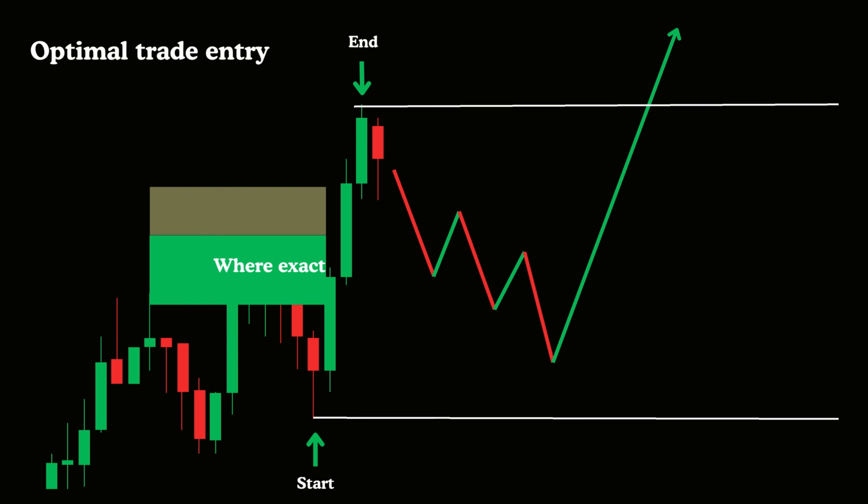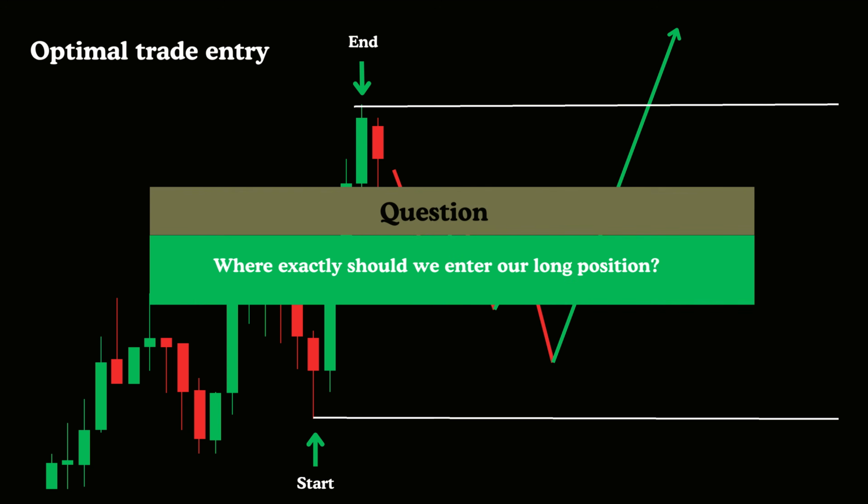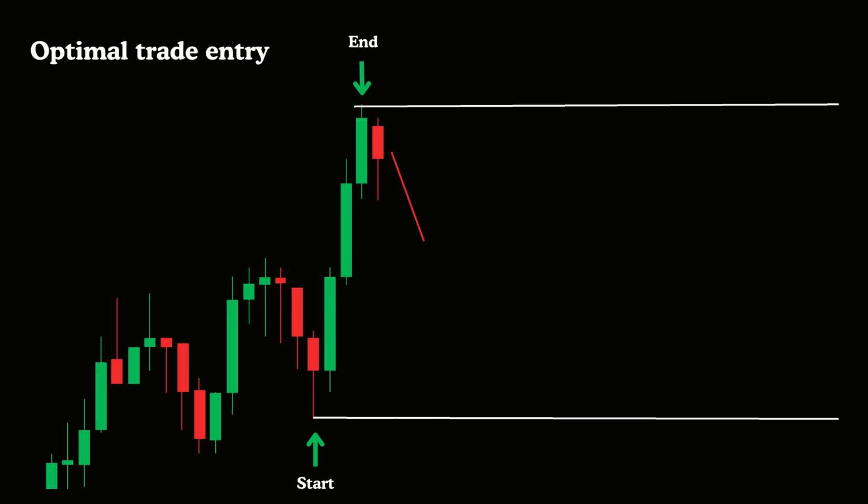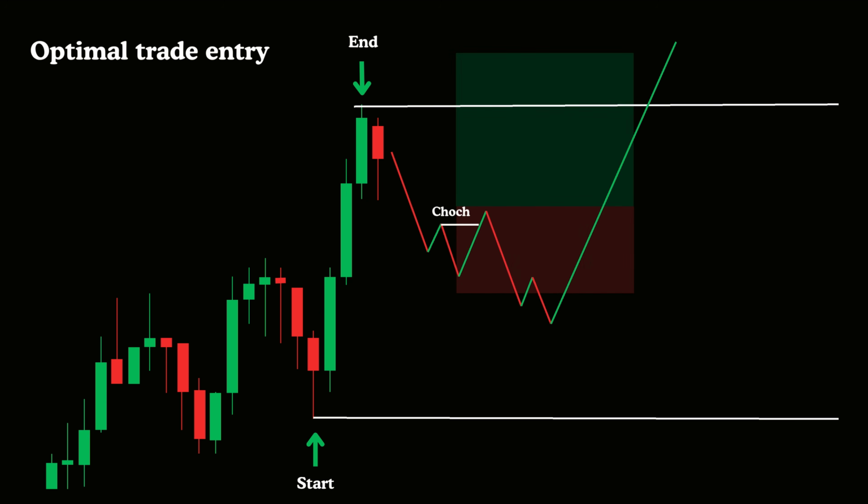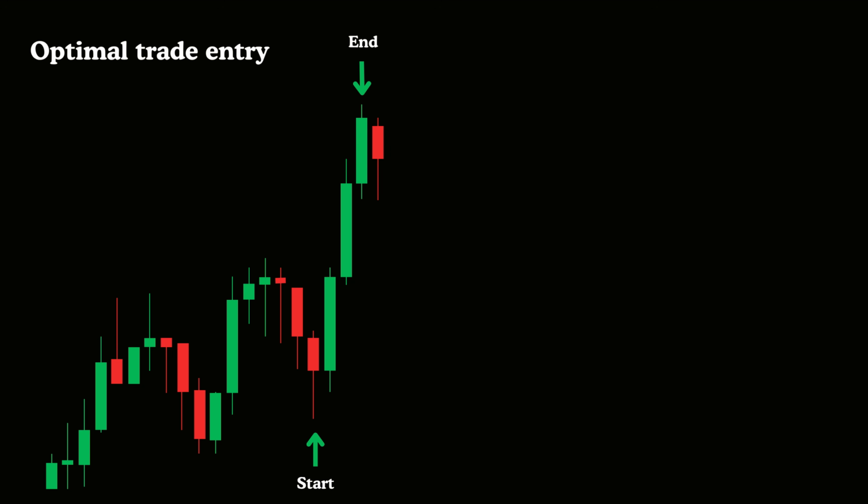The critical question is, where exactly should we enter our long position? Enter too early, and the price might drop further, stopping you out despite the overall bullish setup being valid. Wait too long, and the move might have already reversed, causing you to miss the trade. The key to trading with the trend is pinpointing the end of the correction, the precise moment when the next impulsive move kicks off. So, how do we identify this point?